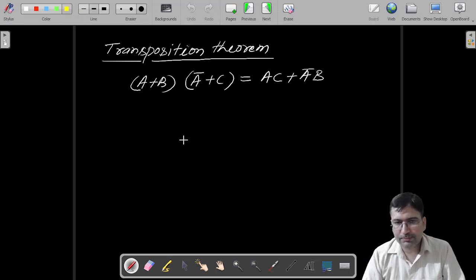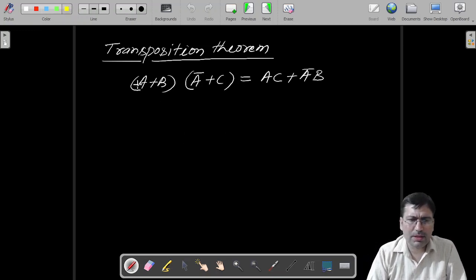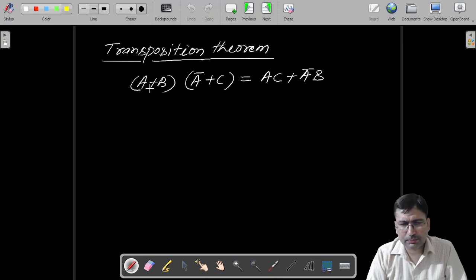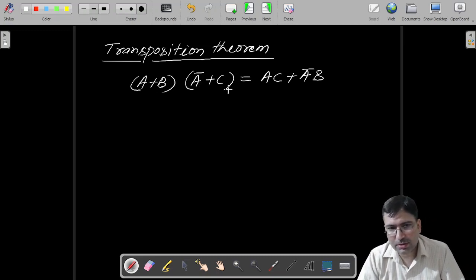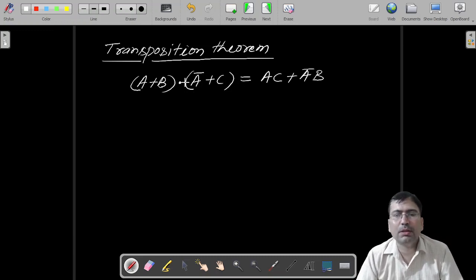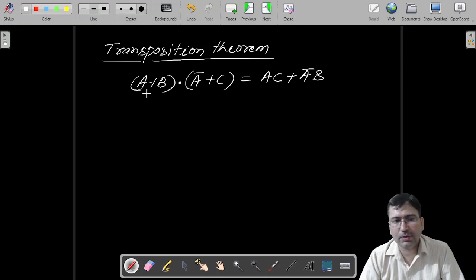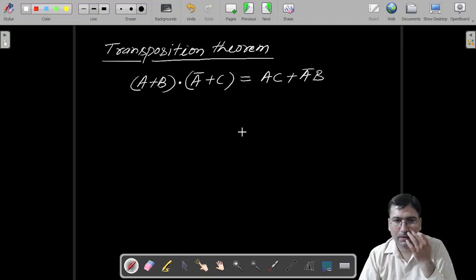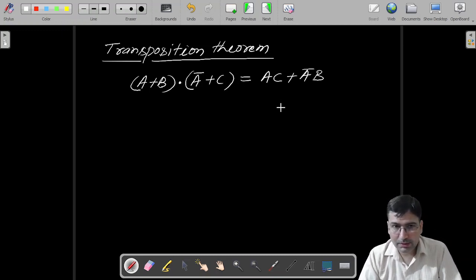So what is transposition? Transposition, actually you would say, if there is A or B written and there is A bar or C and there is an AND operation in between, then what we can write is A along with C and B along with A bar. This is like a transposition kind of thing. So this theorem or law is considered as transposition. So we write AC and let's say A bar B or B A bar, whatever you write. So this is written. If we want to prove it, we can prove it. It is not very difficult. So this can be easily proved.